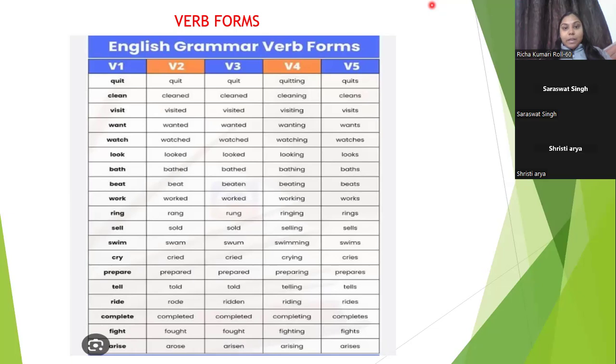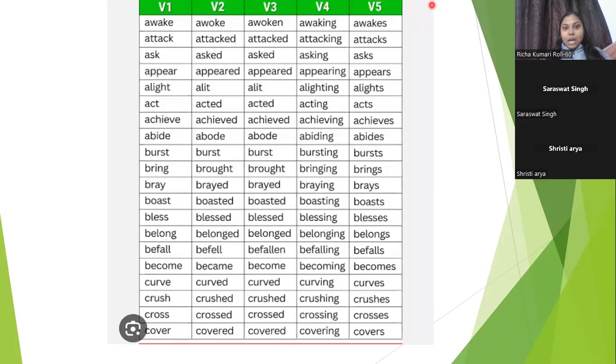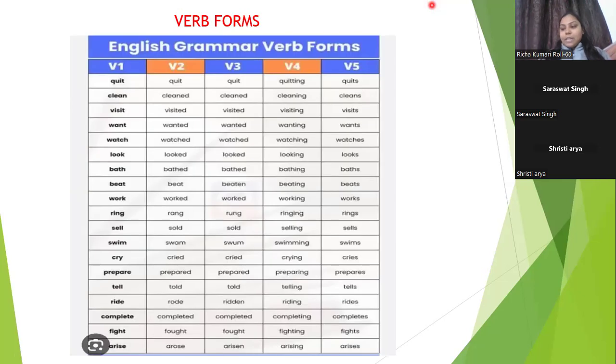Okay, so here are some verb forms for you and then you have to learn it. Clear? Clear, ma'am. See, many verb forms are there. I have tried to give almost 20 to 30 verb forms.